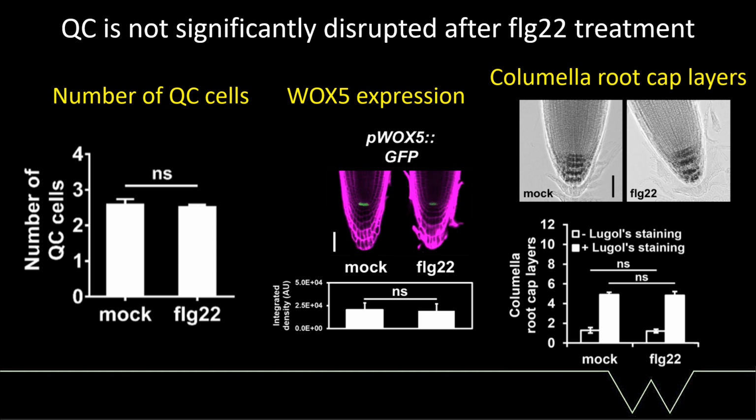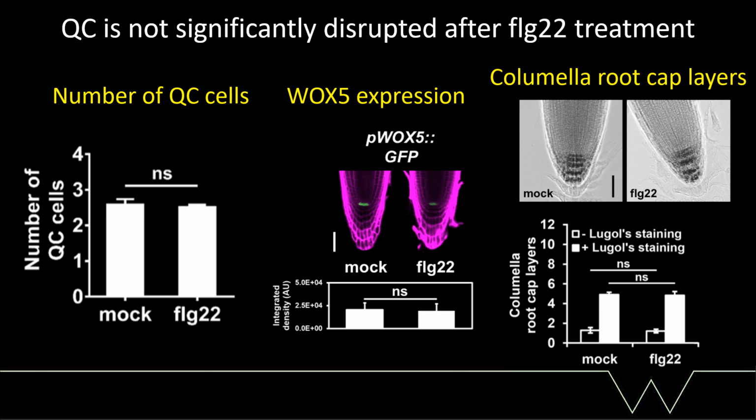And we can also stain the columella root cap layers using Lugol staining, which stains the starch bodies. And we see that the number of cell layers in the root cap are also retained. So the immediate root tip meristem is intact.